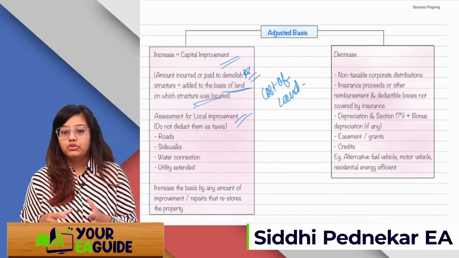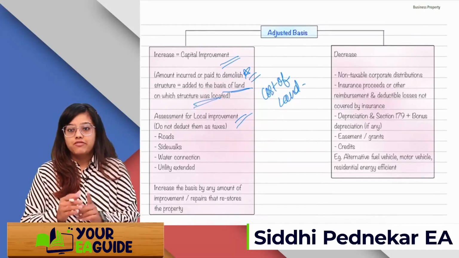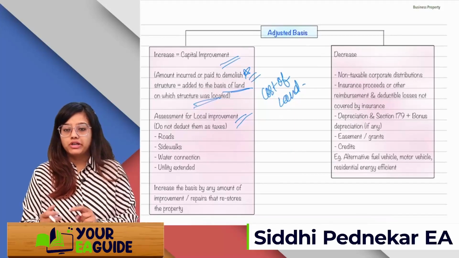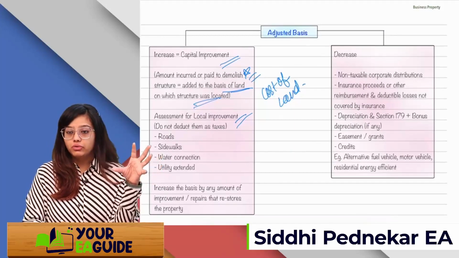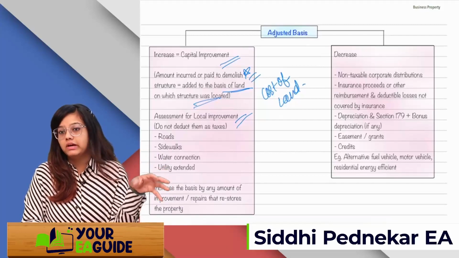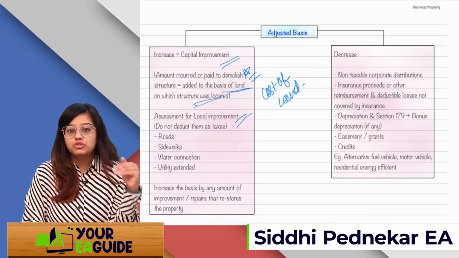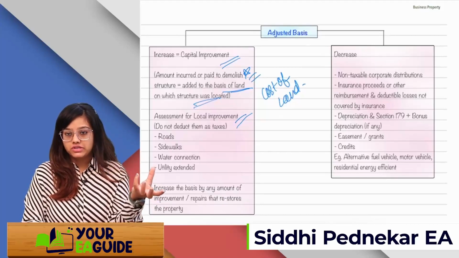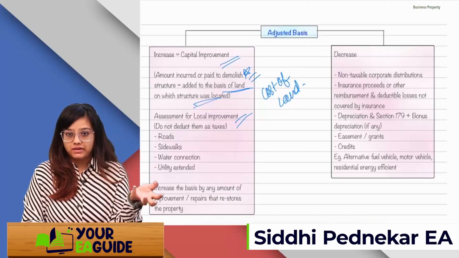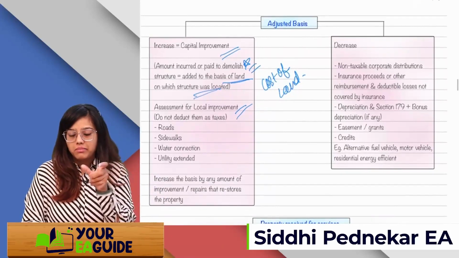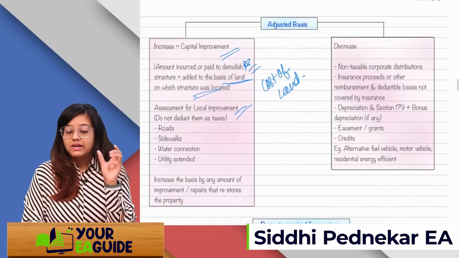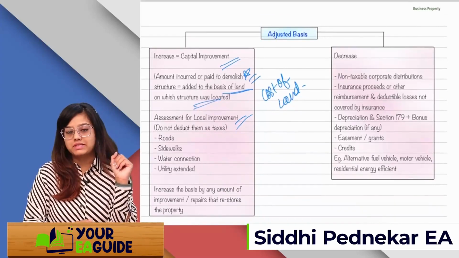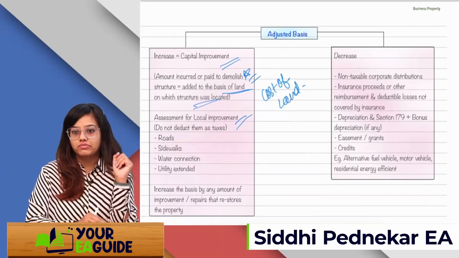What we are going to reduce from the cost basis, first is depreciation, that we all know. Second is non-taxable corporate distribution. When you do the corporation chapter, there you will learn that whenever there is a distribution of the property by the corporation to their shareholders or by the partnership firm to the partners, then up to that amount, whatever has been distributed, that is at that time not taxable. So that's why it should be reduced from the basis. See, there it is not taxable, so it should be reduced from the basis.